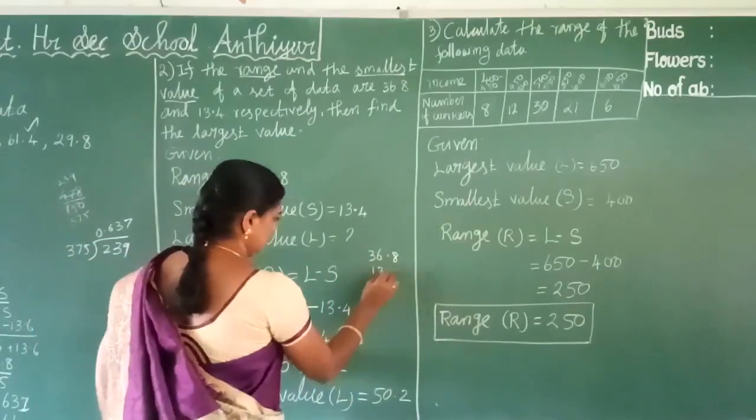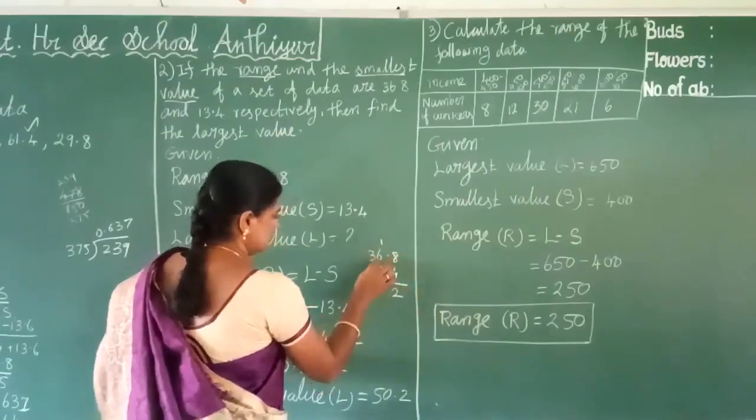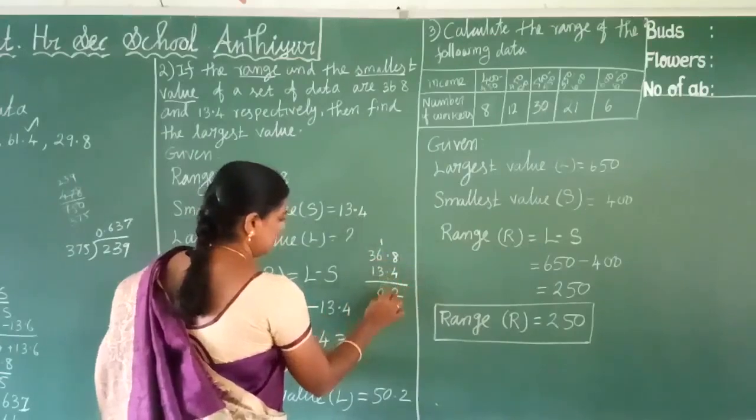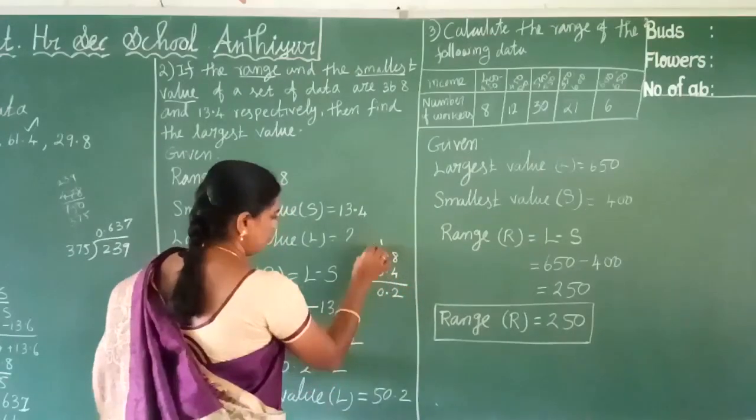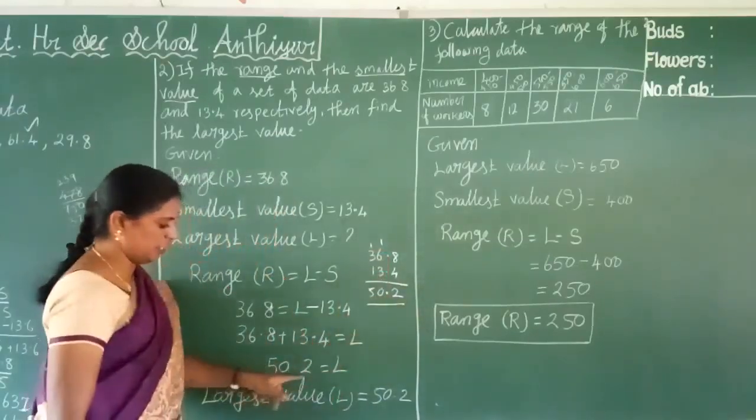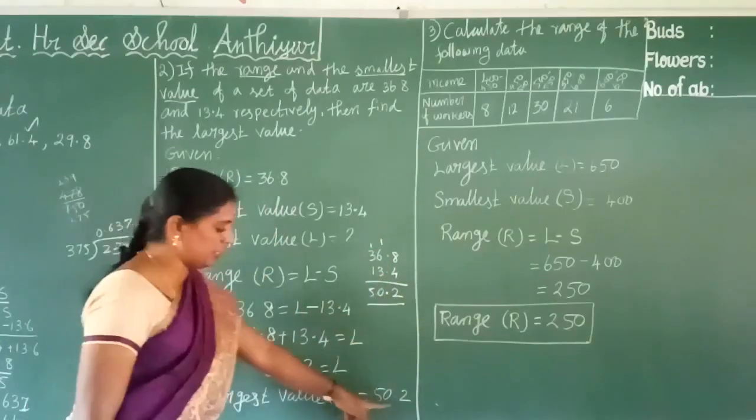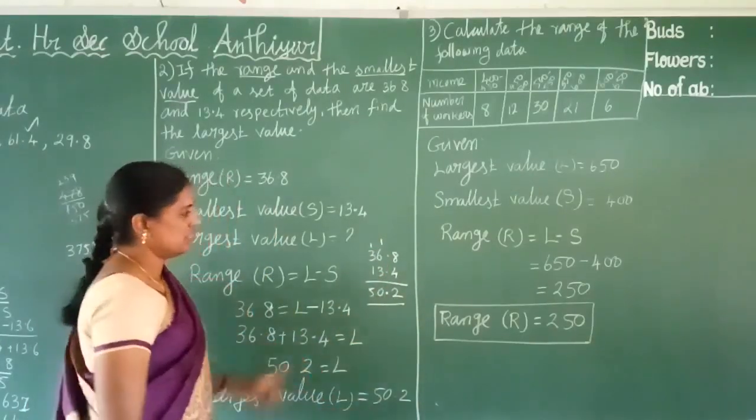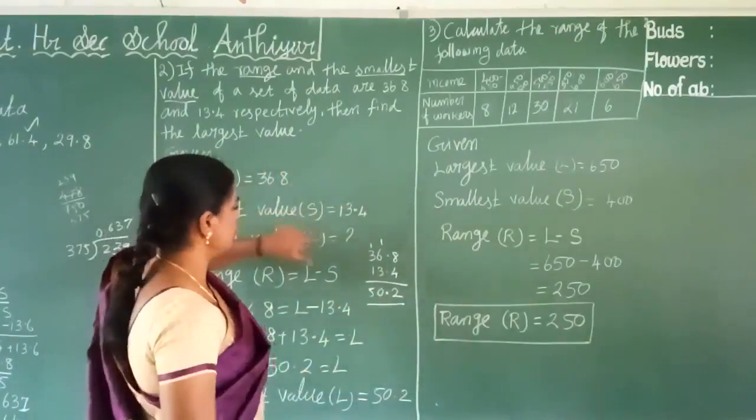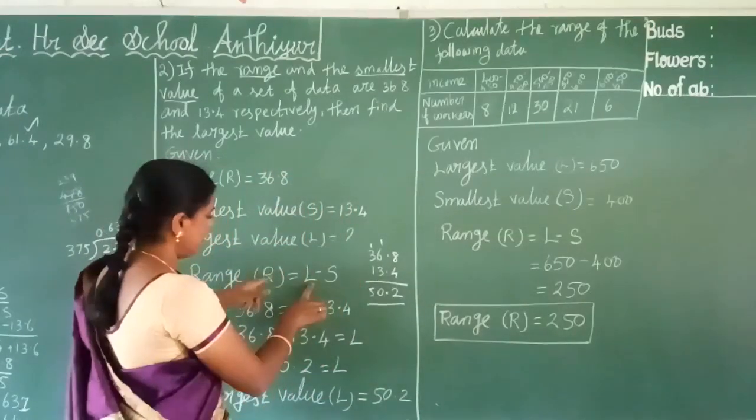36.8, 13.4. 8 plus 4 is 12, remainder 1. 6 plus 1, 7, plus 3, 10, remainder 0, here 1. 3 plus 1, 4, plus 1, 5. So the answer is 50.2. L is 50.2, that is, the largest value is 50.2. Clear? The same method, the smallest value can also be asked. So here substitute the largest value and range given.